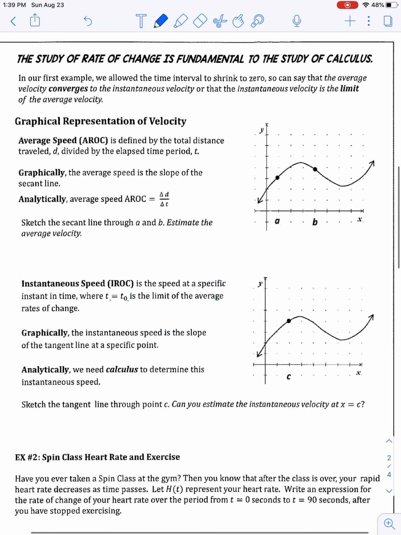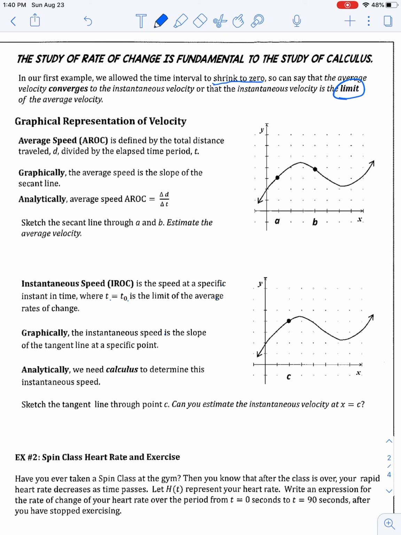So the study of the rate of change is fundamental to the study of calculus. It's kind of the foundation of calculus. In our first example, we allowed the time interval to shrink to 0. And again, that should make you think of something. So we can say that the average velocity converges to the instantaneous velocity, or that the instantaneous velocity is the limit, there it is, the limit of the average velocity.